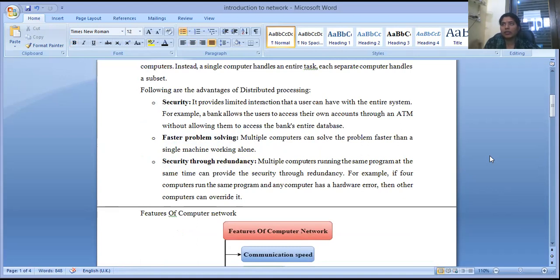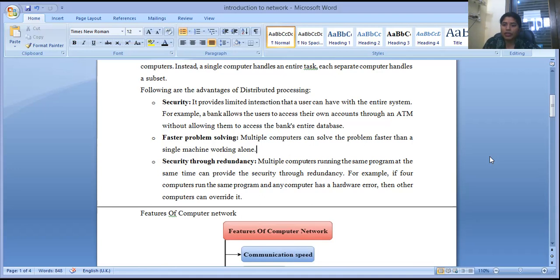database. Suppose customers have accounts in a bank and want to withdraw some money. They can easily withdraw money using the ATM, but they don't know the whole transactions and all the information regarding the bank. Clear? So security is also involved in computer networking. Faster problem solving: when we divide the task among multiple systems, and the network is in distributed form. Clear?